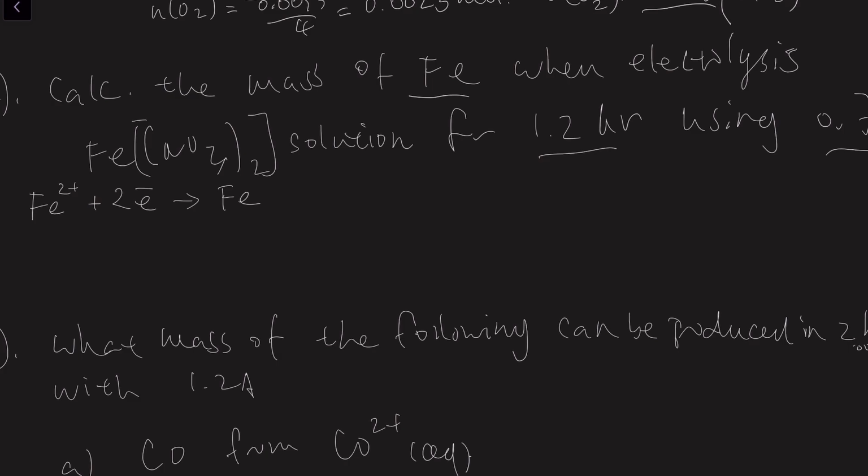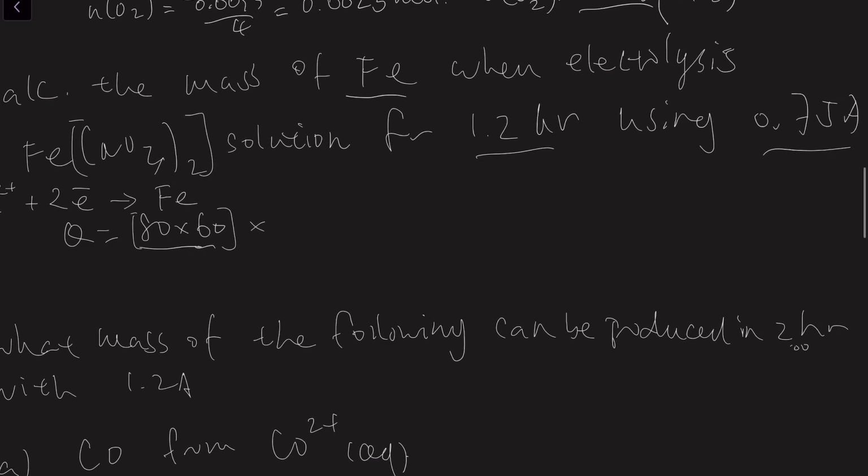And now let's calculate the moles of electrons we have by first calculating the quantity of charge. 1 hour 20 minutes, so 1.2 hours is 80 minutes. 80 minutes is 80 times 60 seconds, so 4,800 seconds. So this is the number of seconds we have, times by the amps, which is 0.75.